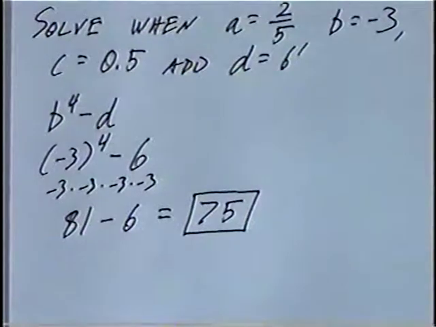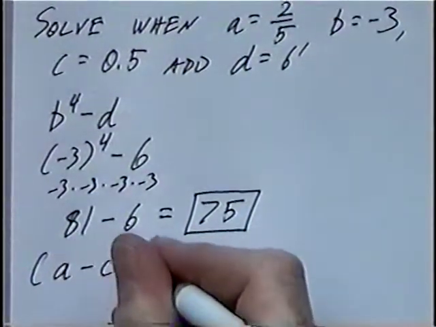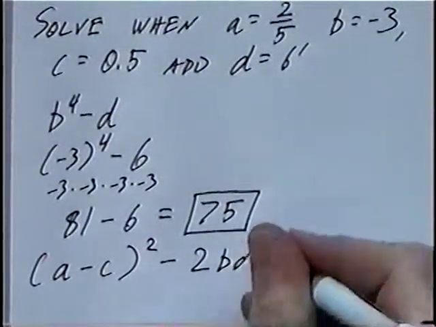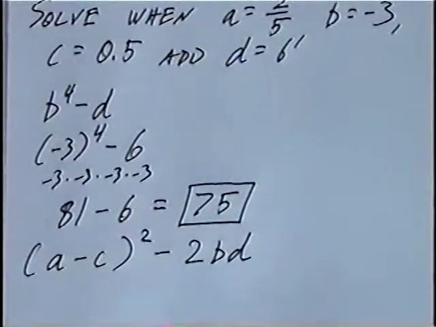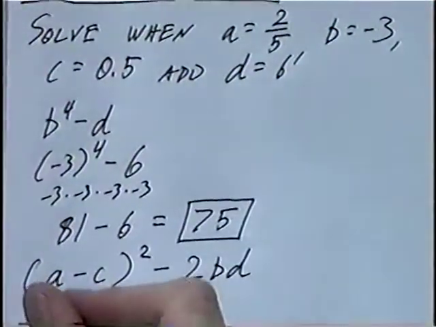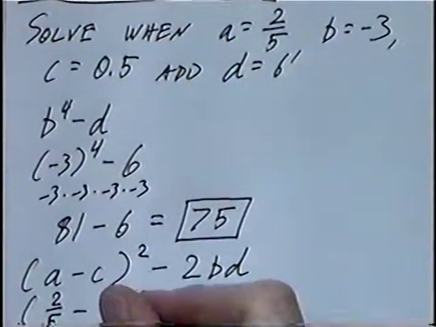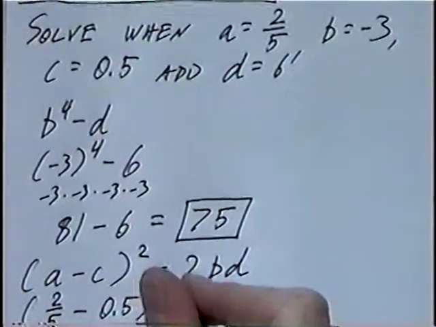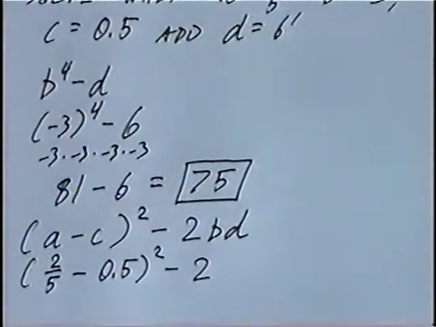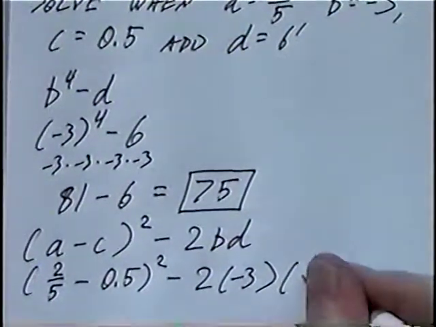Second question and last question for the section. In parentheses, a minus c squared minus 2bd. Again, plugging the values in. A is equal to 2/5. C is equal to 0.5 squared minus 2. B is equal to negative 3. And D is equal to 6.